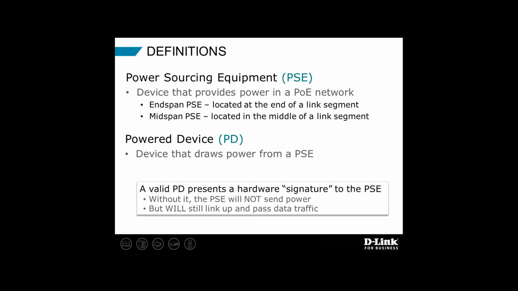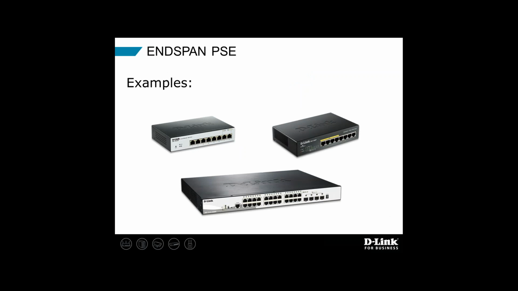And a very important point here is that if it's an industry standard, a valid PD, it will present a signature in its hardware to that PSE. That tells the PSE that it's a valid device. Without it, the PSE will not apply the PoE power on the cable. It will certainly establish Ethernet link and pass traffic, but it won't put the PoE power unless it sees that signature. Here's some examples of Endspan PSEs.